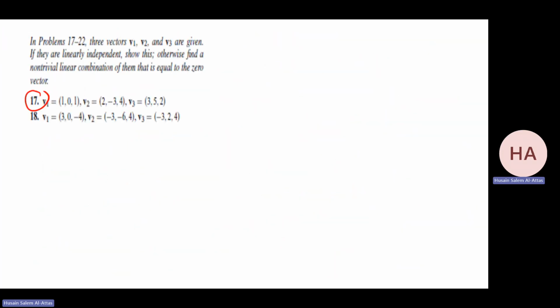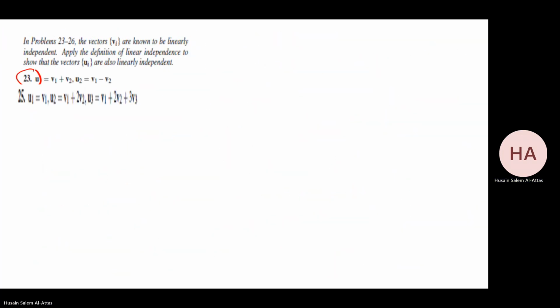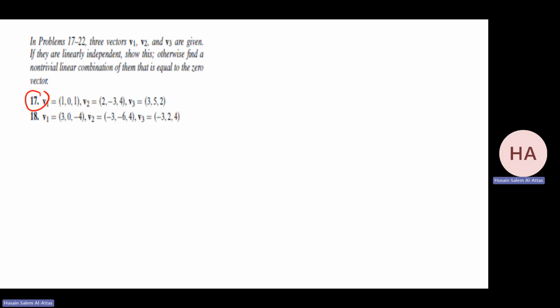Okay, let me go to this one. Three vectors are given. If they are linearly independent, show they are linearly independent. Otherwise, find a nontrivial combination of them, since they are linearly dependent. Okay, let me start with something.